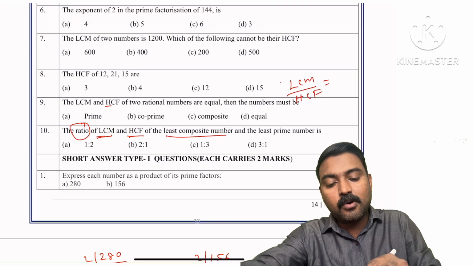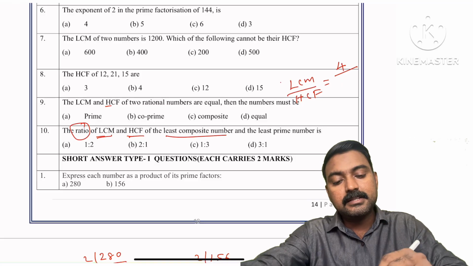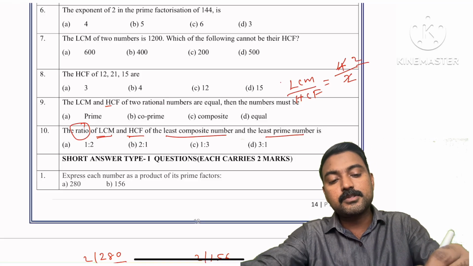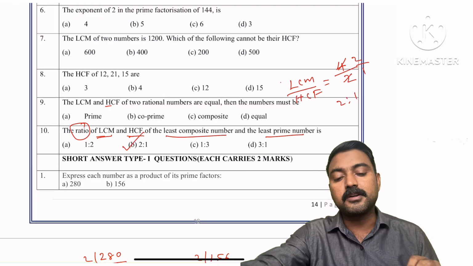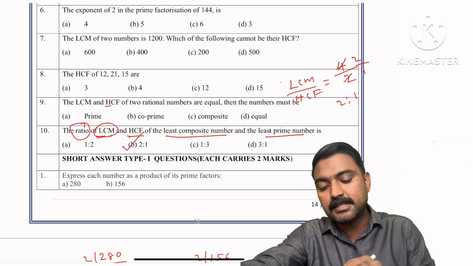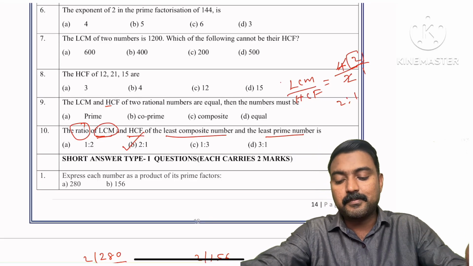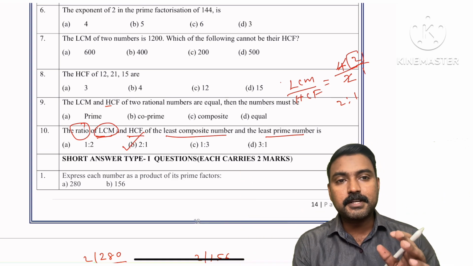Of the least composite number: the least composite number is 4 and the least prime number is 2. So when you cancel this, you may get 2 by 1. 2 by 1 means 2 is to 1. Don't write the answer 1 is to 2. The answer is 2 is to 1, because first they used LCM. So here 2 stands for the part of LCM. So now you understood what MCQ questions we can expect from the chapter Real Numbers.